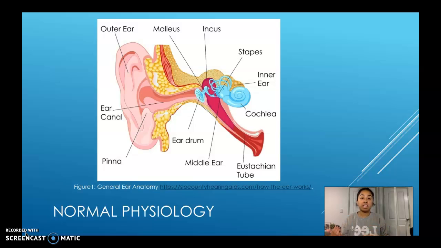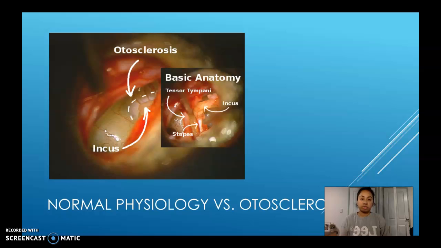Figure 1 shows the main structural components of the ear and the stapes, which is the primary focus of this presentation. Normal physiology versus otosclerosis. As oto means of the ear and sclerosis means hardening, this disease is primarily conductive hearing loss due to abnormal bone remodeling.